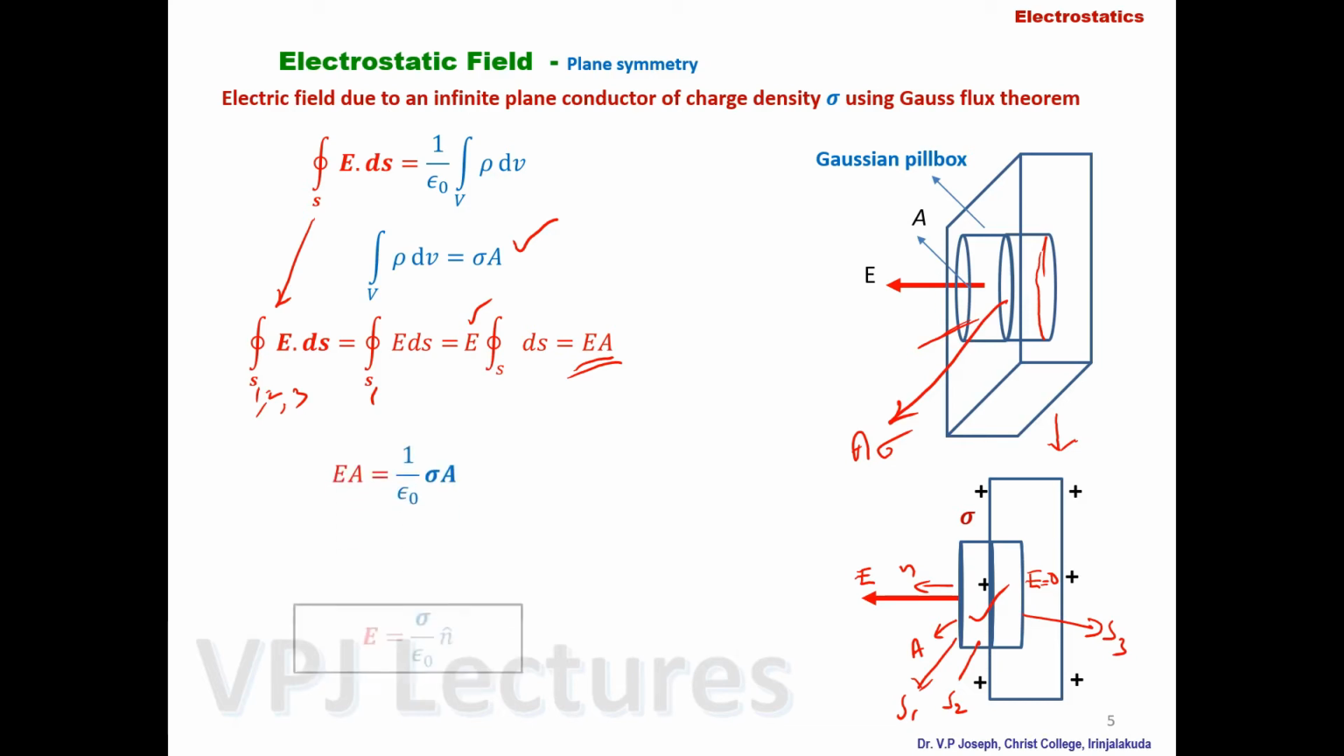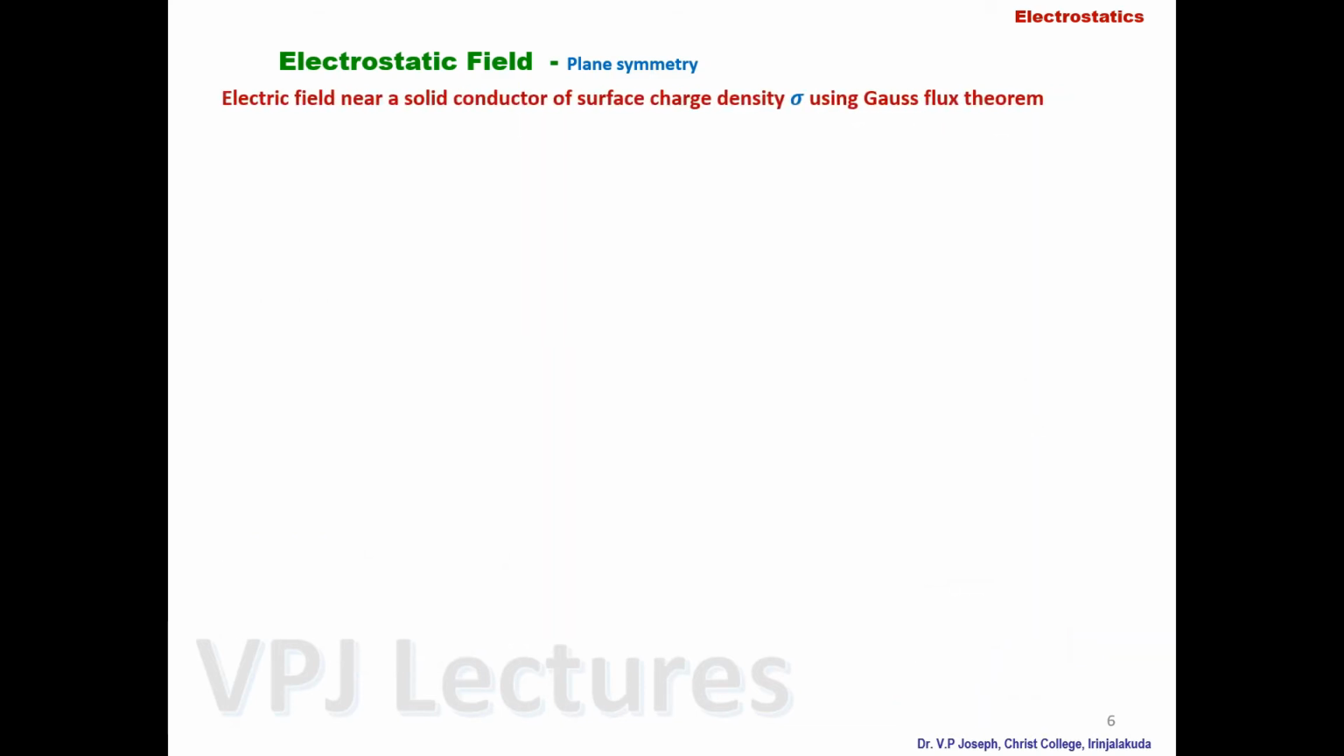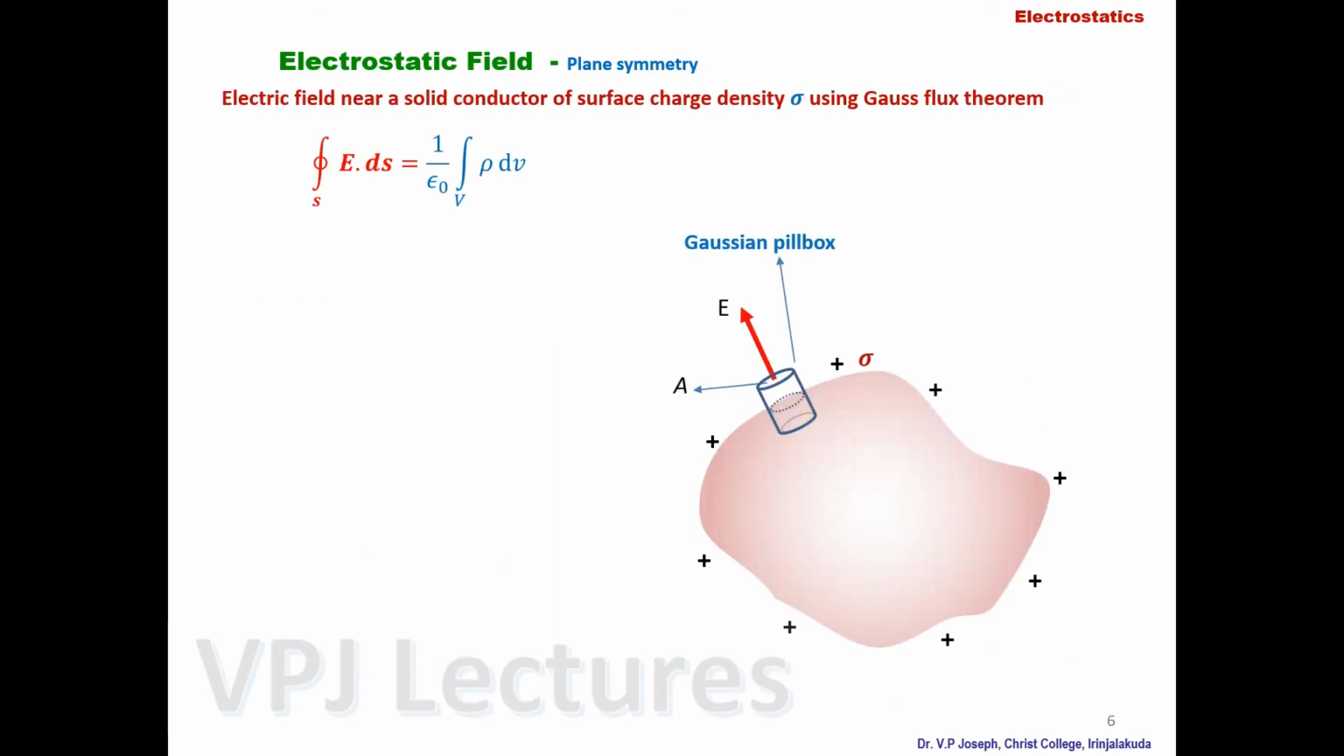Substituting this, we get E into A is equal to 1 by epsilon 0 sigma into A, and finally E is equal to sigma by epsilon 0 in the normal direction. So E is equal to sigma by epsilon 0 is the expression for the electric field near a charged conducting slab.